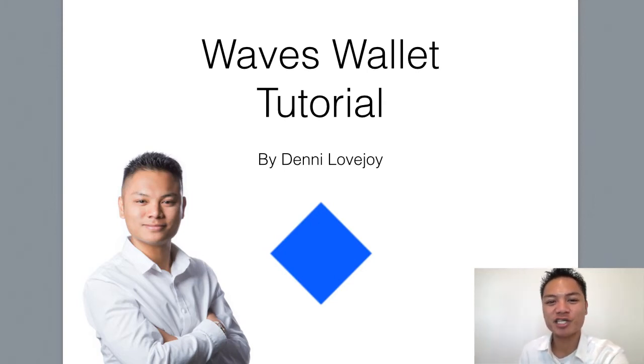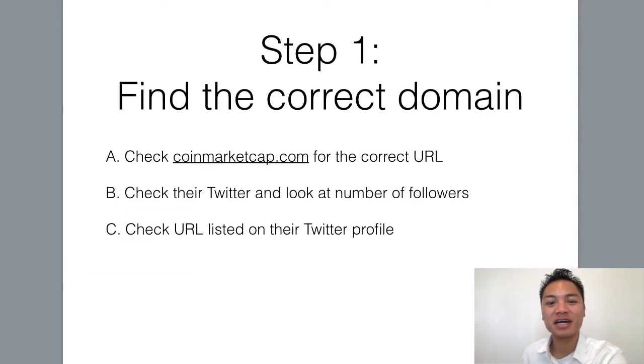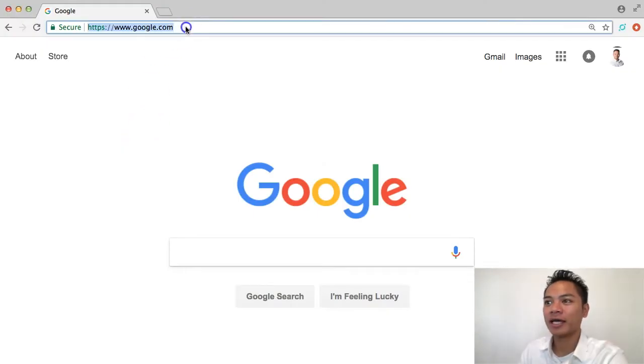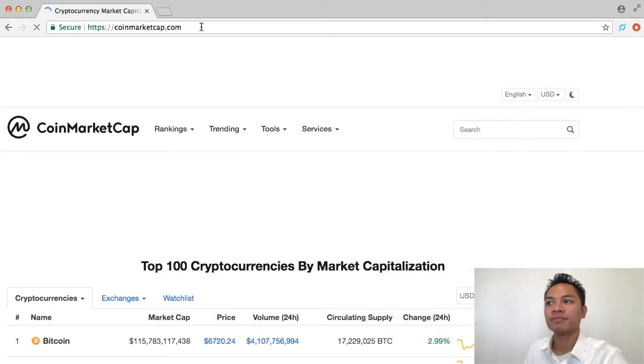In this video, I'm sharing with you how to set up a Waves wallet. The first step is to find the correct domain name, so I'll go ahead and show you how I do that. I'm gonna go to my browser here, and I'm gonna search coinmarketcap.com.